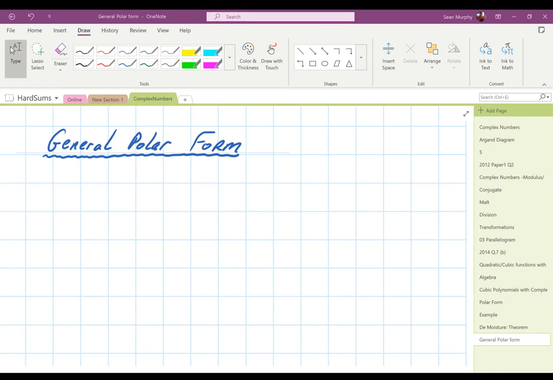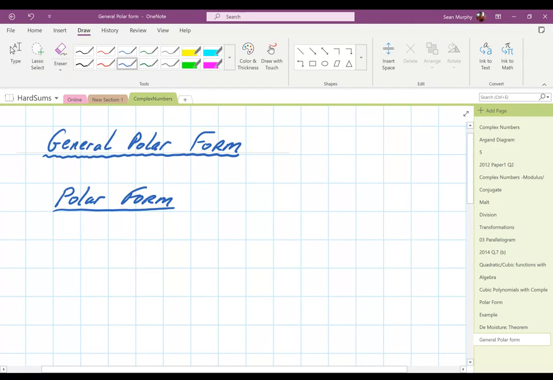This lesson is about general polar form, and before we explain what that is, let's go back and remind ourselves what polar form is first. So polar form is the following. When you write a complex number z in this form, r cos theta plus i sine theta. Now, before we start general polar form, we need to take a closer look at the angle theta itself.